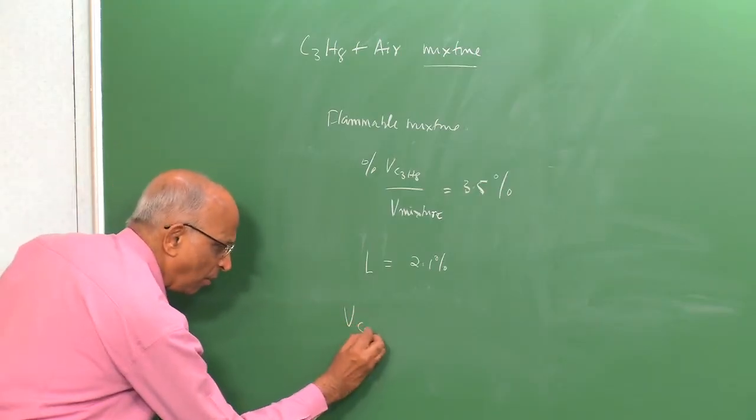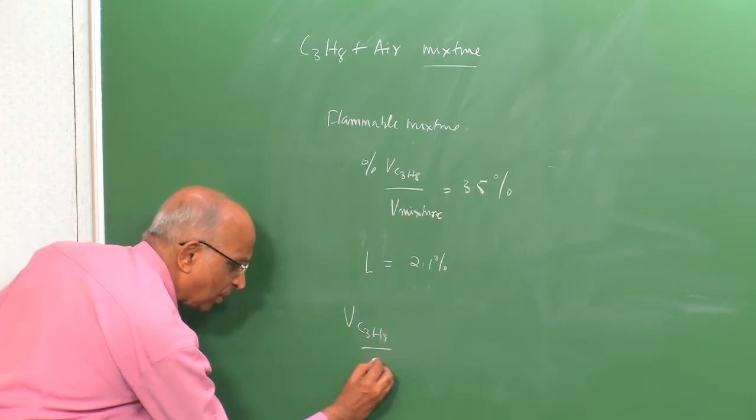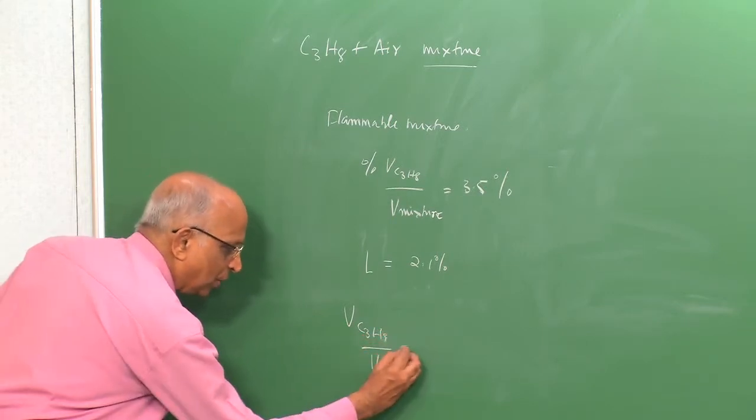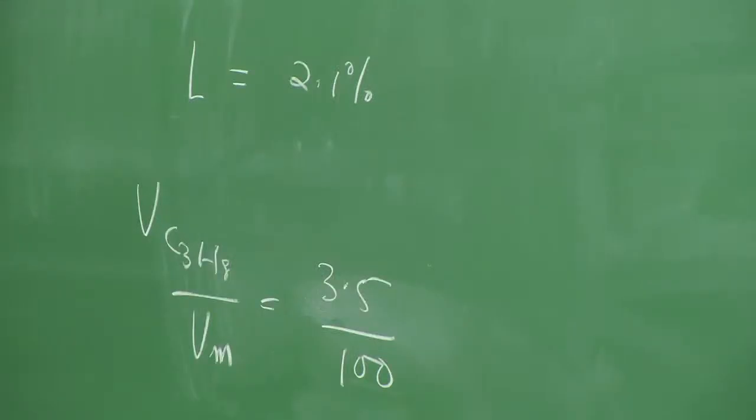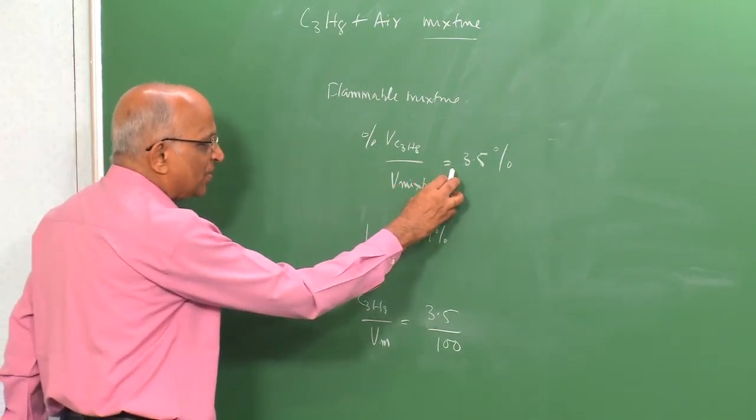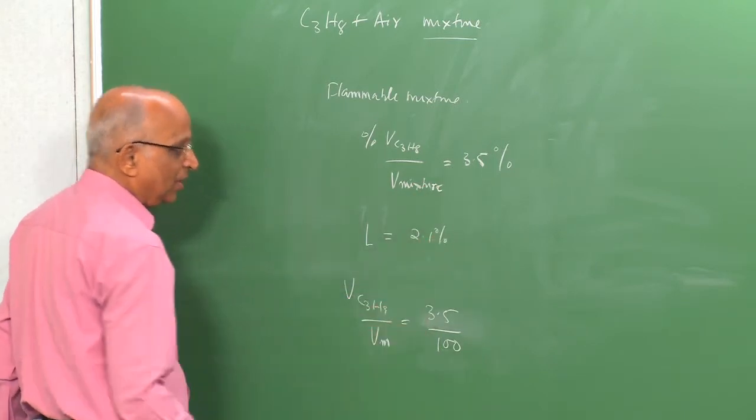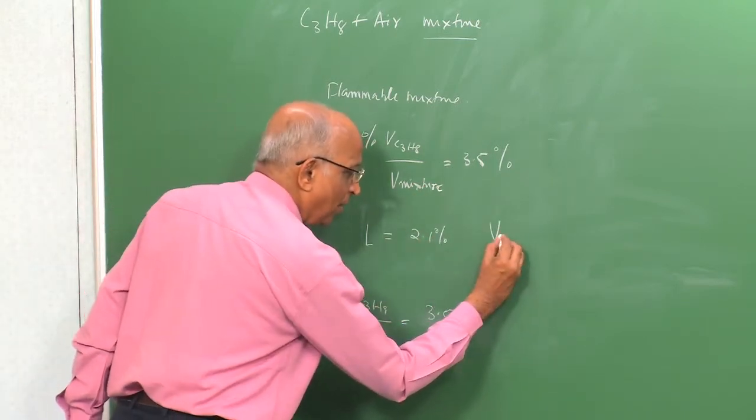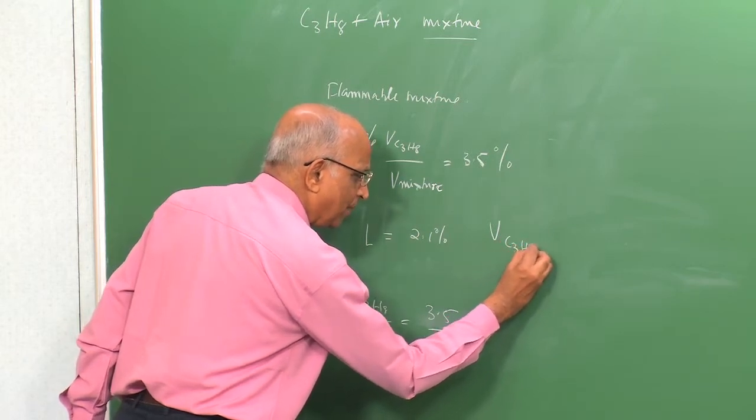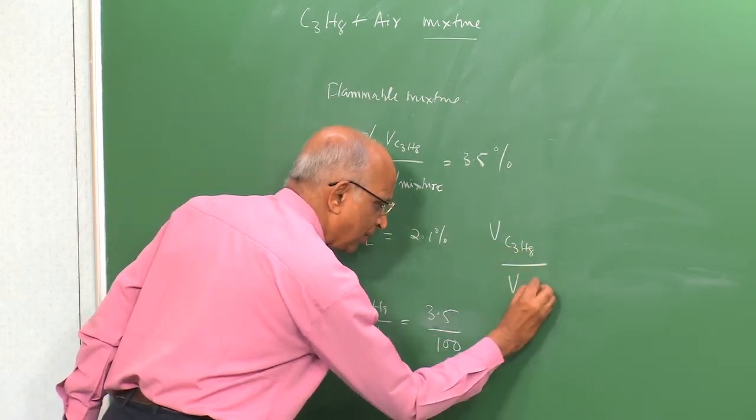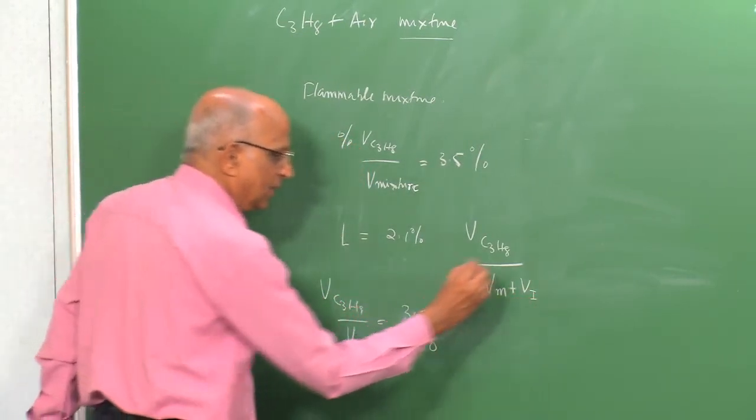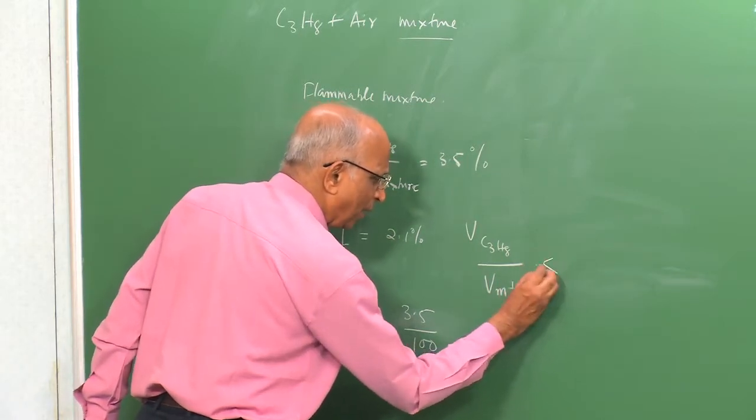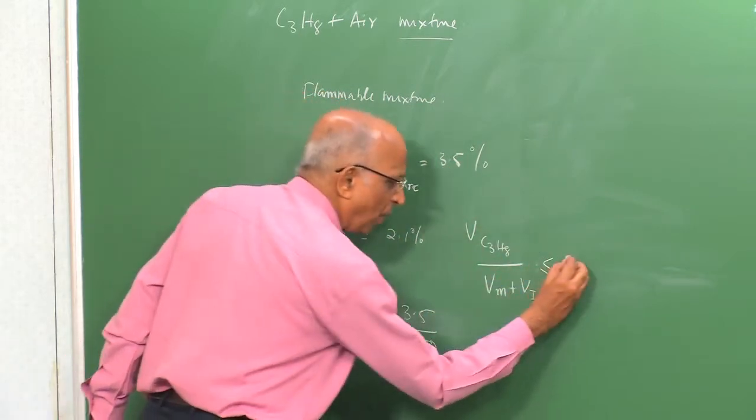We say V of propane in the mixture, V mixture, is equal to 3.5 divided by 100. And what is it we want to do? I want to add some inert gases to this such that I bring it down to this. Therefore, the next equation I should get is volume of propane C3H8 divided by volume of mixture plus volume of the inert gas I add should be such that the limit is less than or equal to the value of 2.1%.